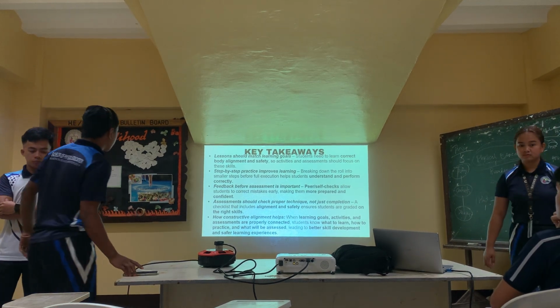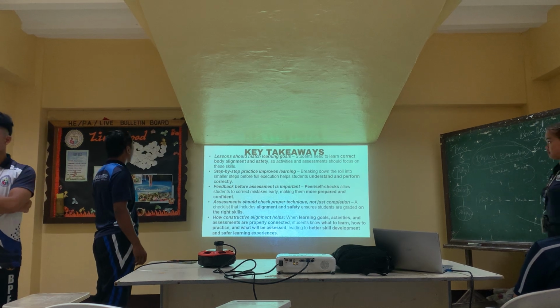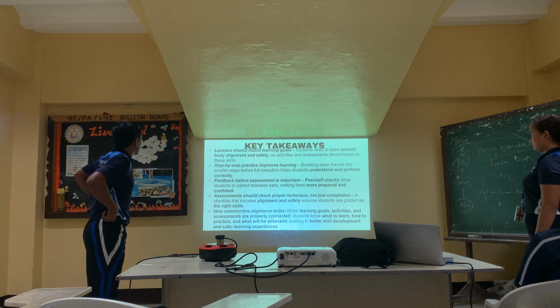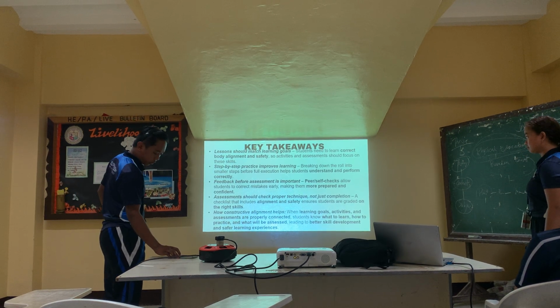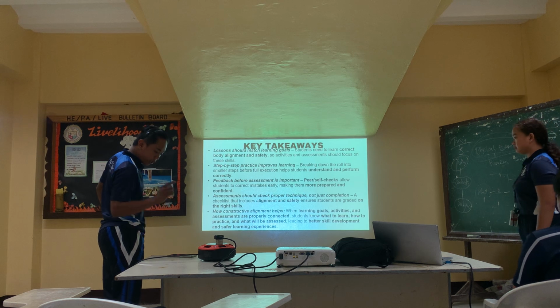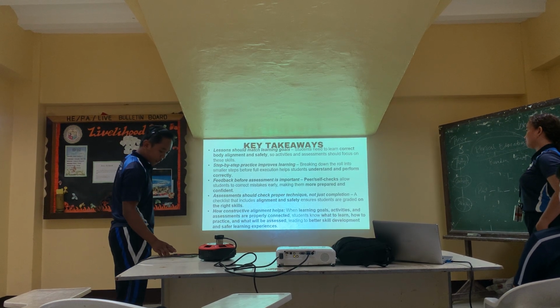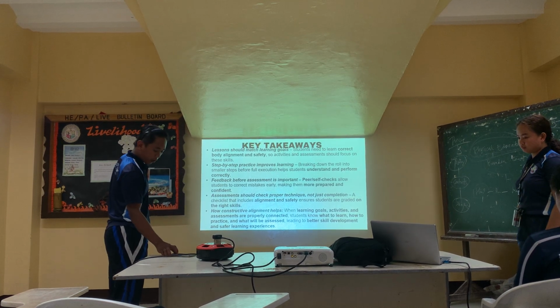Key takeaways: lessons should match learning goals. Students need to learn correct body alignment and safety. So activities and assessment should focus on this skill. Lessons should match learning goals, so we should prioritize this skill to prevent injuries and enhance performance in performing a forward roll.